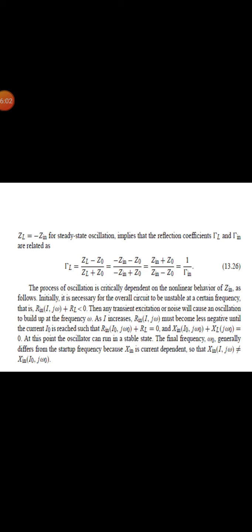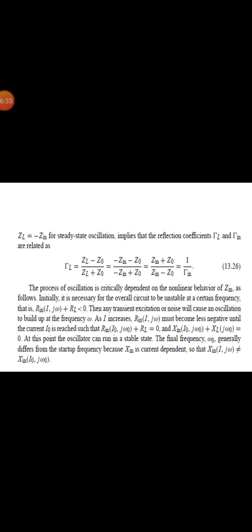The condition that ZL is equal to minus Zn for steady state oscillations implies that the reflection coefficients tau L and tau in are related as follows: tau L is equal to ZL minus Z0 divided by ZL plus Z0, right? That can be written as minus Zn minus Z0 divided by minus Zn plus Z0. This is equal to 1 by tau in. The process of oscillation is critically dependent on the nonlinear behavior of Zn.